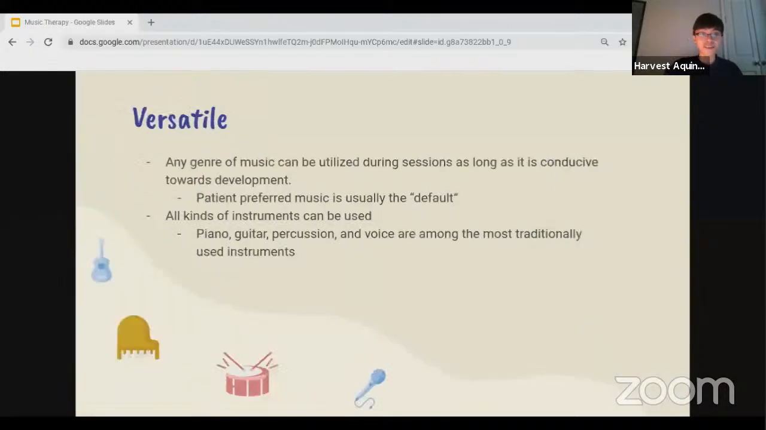Music therapy is also very versatile. Another commonly asked question is, can only classical music be used in music therapy? And the answer is no, as any genre of music, from classical, pop, country, even rock, can be utilized during music therapy treatment as long as they are conducive towards improvement.